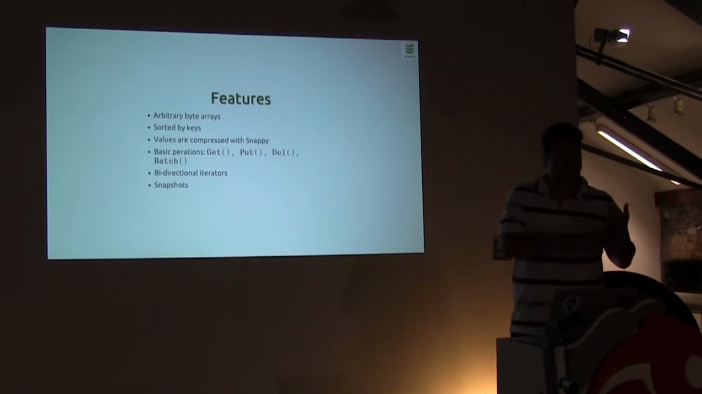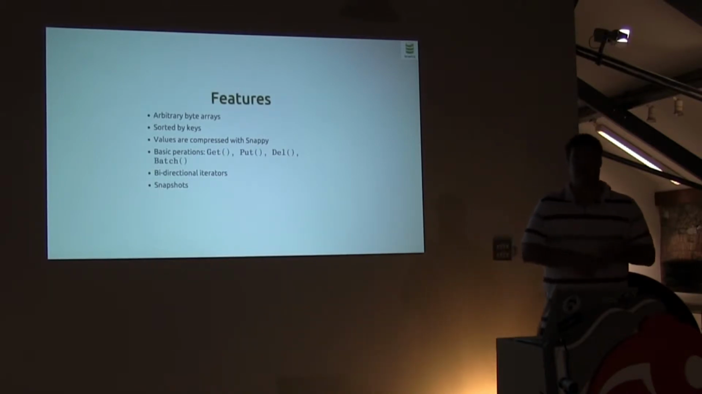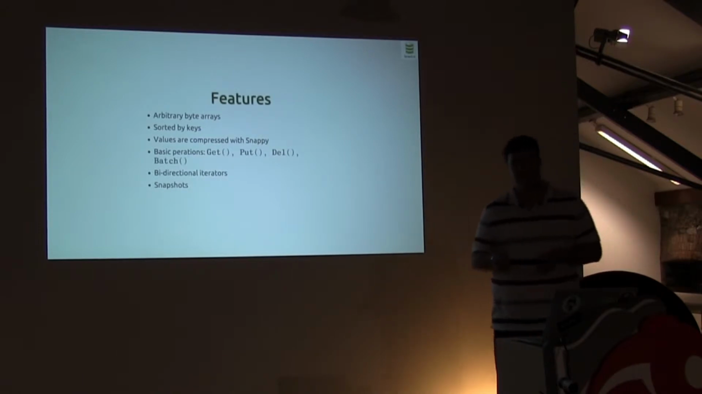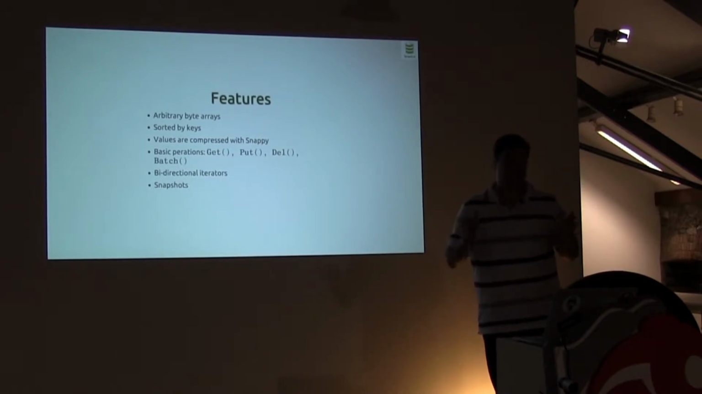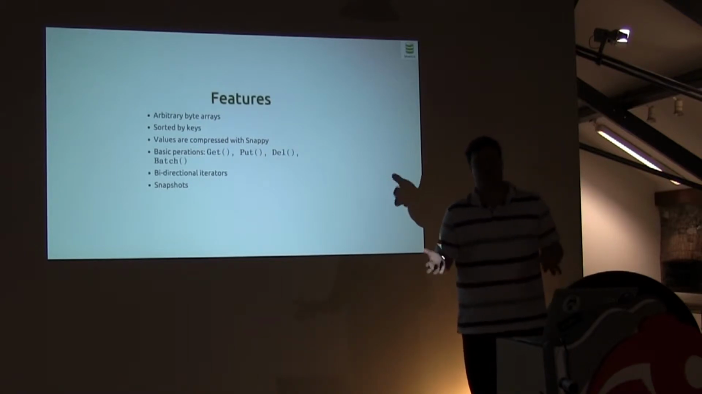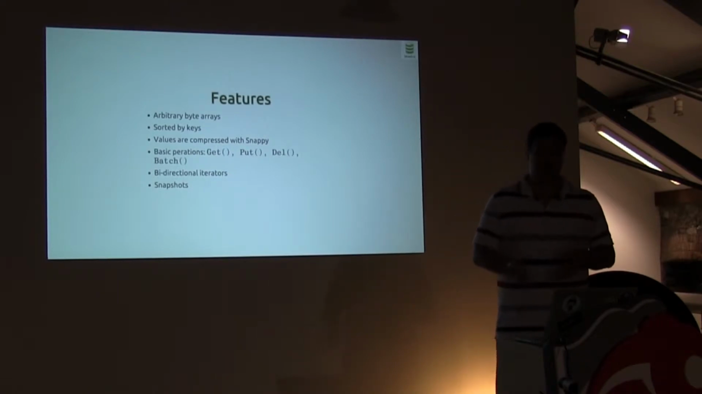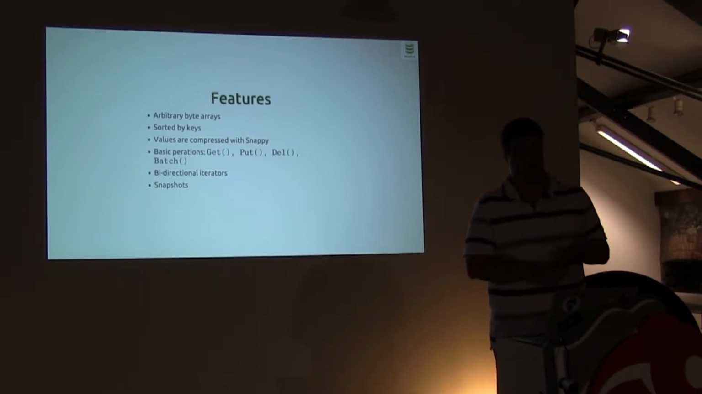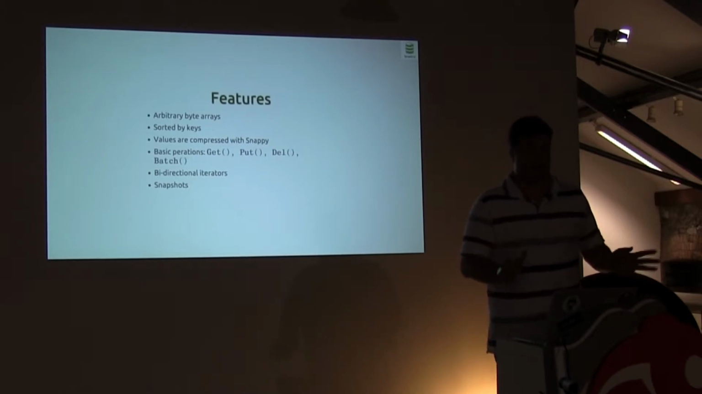Its values are optionally compressed with Google's Snappy compression algorithm. And Snappy is a compression algorithm that's designed for speed. It doesn't do a whole lot of compression, but it does it really fast. So by default, everything you put in is passed through Snappy. If it gets compressed about 20% or more, then it'll be stored in the compressed form in your data store. The basic operations are just get, put, and delete, and there's also another one called batch. That's really just the basics of LevelDB. That's the important bits.